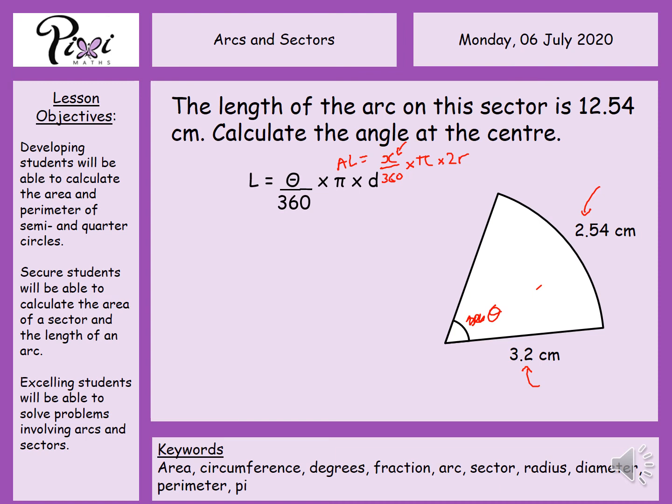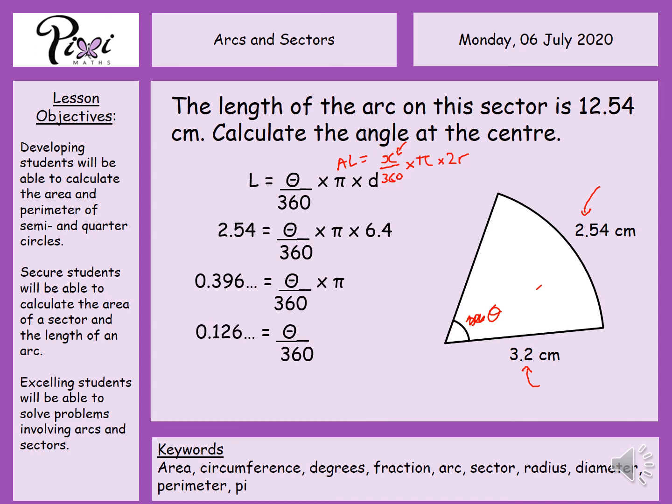Then we substitute in what we do know. We know the arc length, we know the diameter. We still don't know theta, so we leave that as theta. And we can then start to rearrange. So we divide by 6.4, divide by pi, and then times by 360, and we get our answer. So the idea is the same, this formula we're using is still the same. All we're doing is rearranging the formula to get a different thing as the subject. So we're starting off with the answer from before, and then we're working backwards to work out the angle. But the formula we use is still the same, you'll just have to rearrange it.